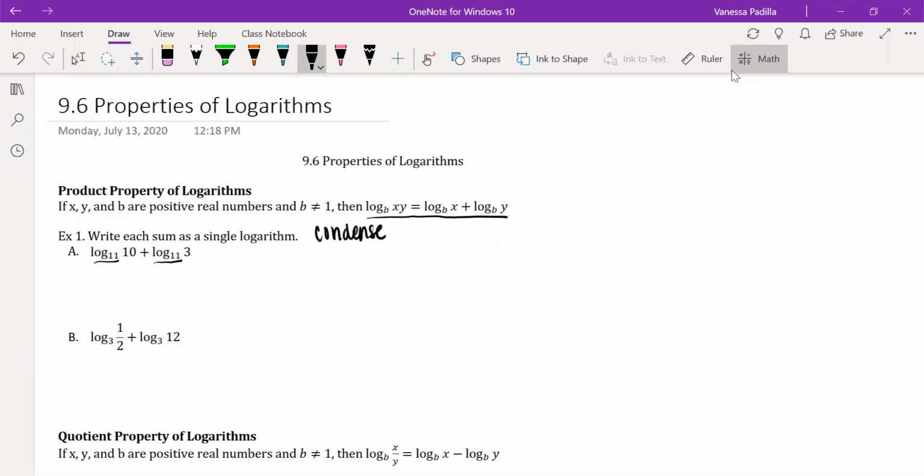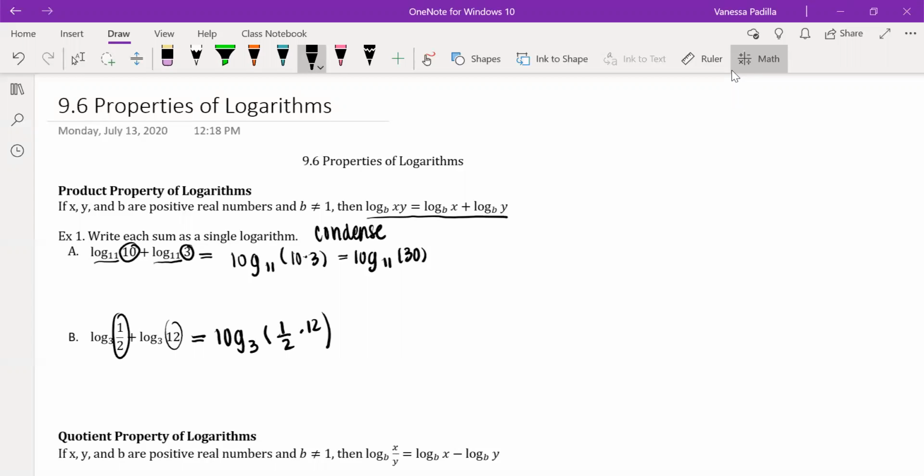I just have to multiply them. So we keep the log base 11, and then afterwards we multiply whatever they have inside. That's going to be 10 times 3, which is log 11 of 30. And that would be our answer because now we have it as a single log. Then for this one, we have the same base, so it's going to be log base 3, and then you multiply the inside, so 1/2 and 12, and that simplifies out to 6.